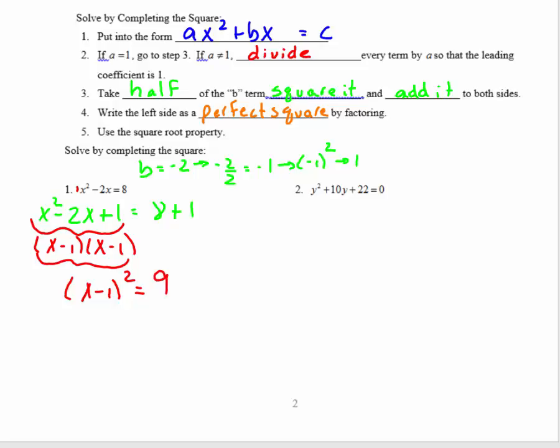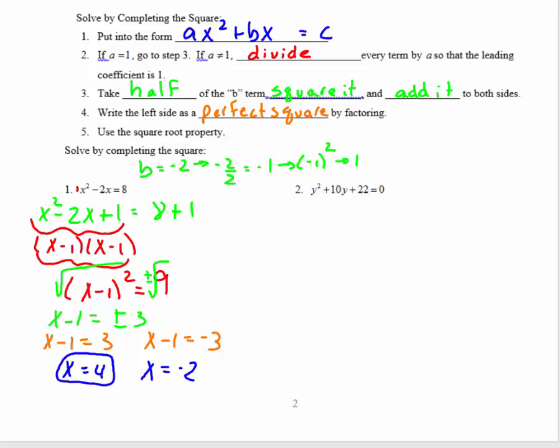So now we can take the square root of both sides because we're in the square root property. So the square root of the left and the square root of the right, not forgetting plus or minus. So x minus 1 equals plus or minus, and the square root of 9 is just 3. So we'll need to break this up into x minus 1 equaling positive 3, or x minus 1 has to equal negative 3. Add over the 1, we get x equaling 4. Add over the 1, we get x equaling negative 2. Both of those answers should work.